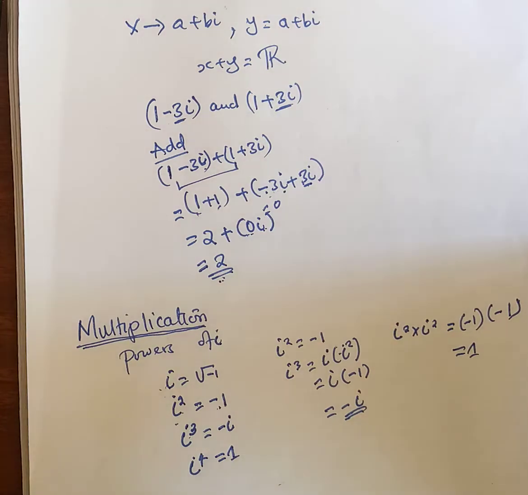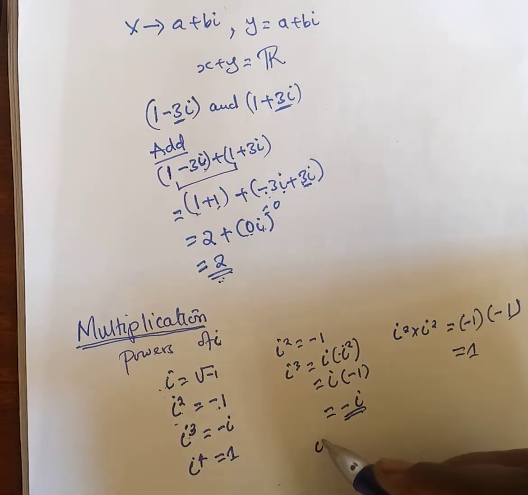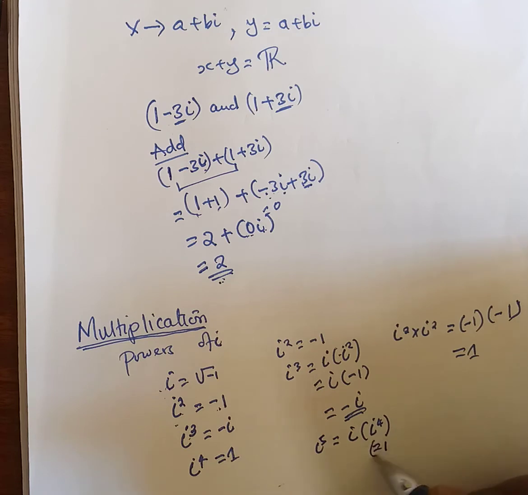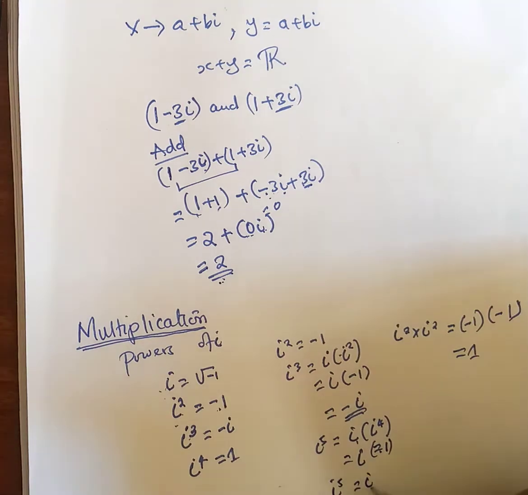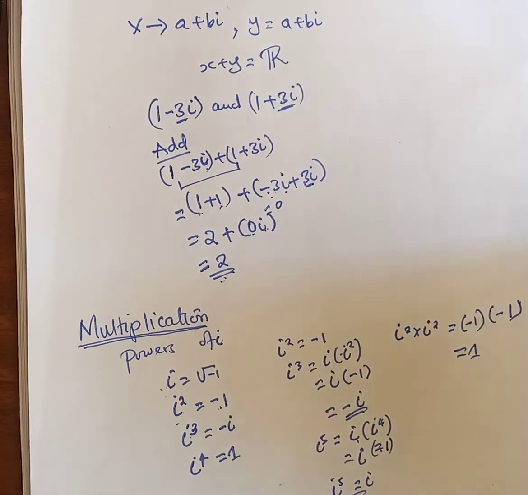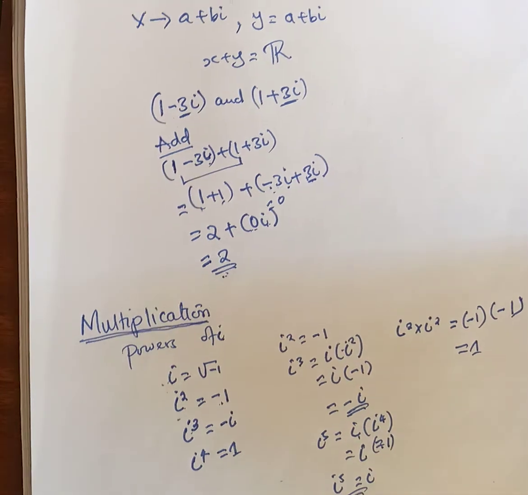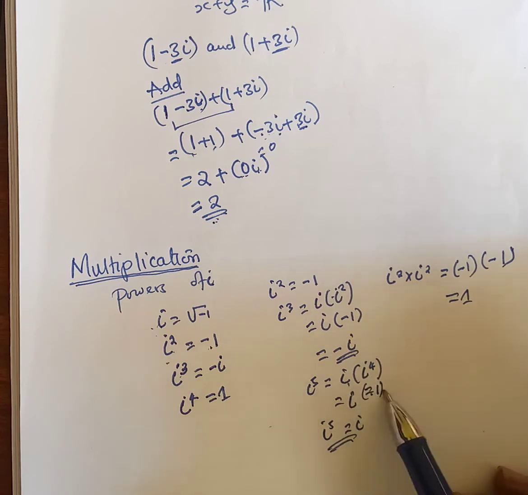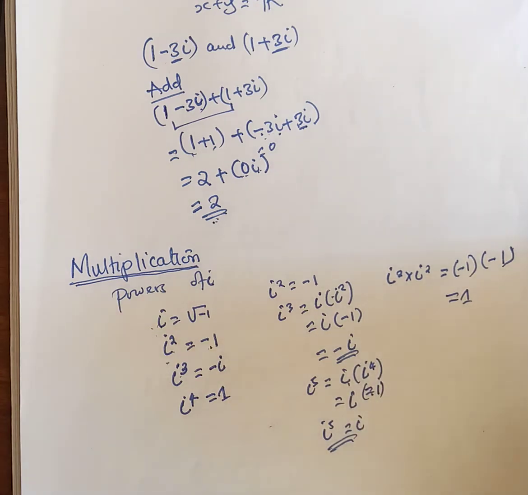And again, when you go to i to the power 5, it goes back to i, because i to the power 5 is the same as i times i to the power 4, and i to the power 4 is 1. Therefore, I'll just have 1 times i, which is i. So i to the power 5 is i. Those other powers, you can formulate them easily. That is i to the power 4 times i, that will be 1 times i, which is i.